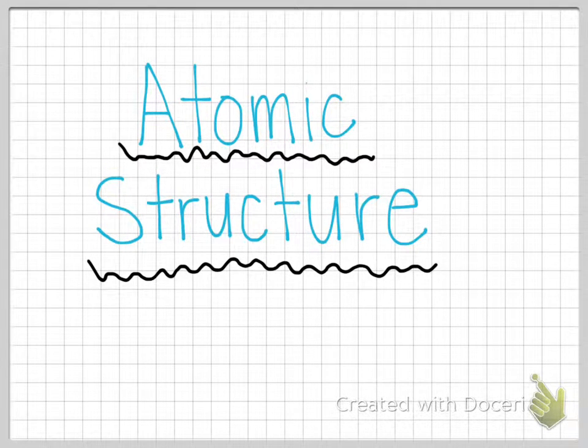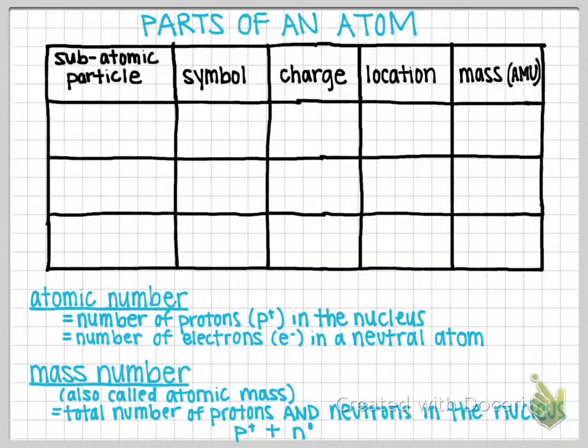This lesson is on atomic structure, and the first thing that we need to do is identify the different parts of an atom, and so I drew this chart here. So subatomic particles, those are the different parts that make up an atom. So the first one is proton.